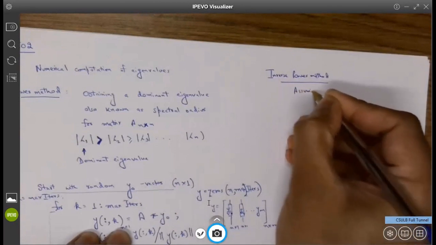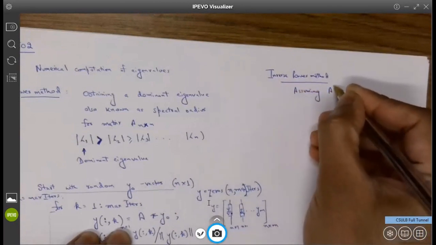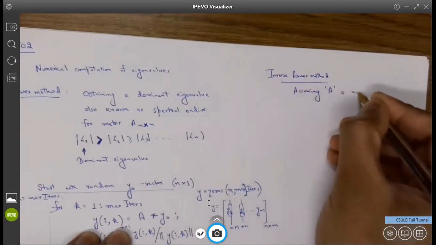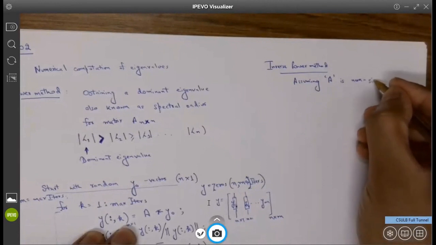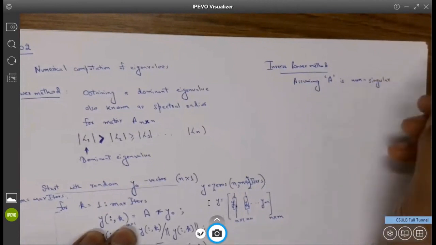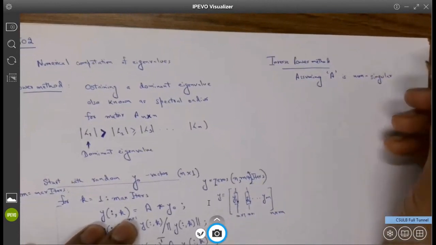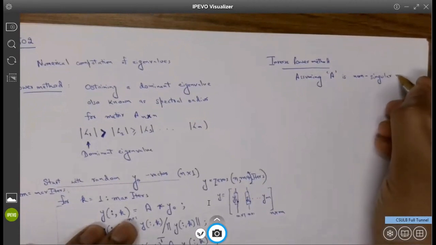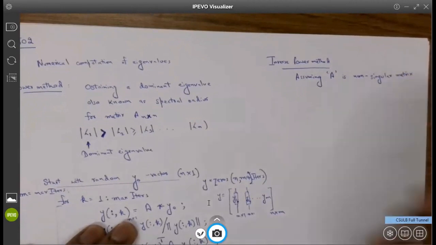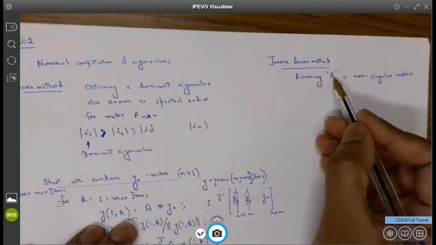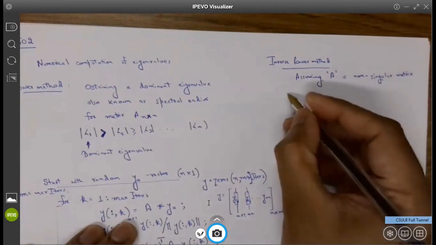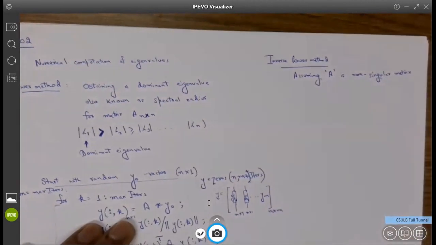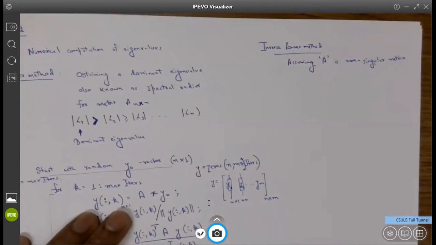Assuming that A is non-singular. Non-singular, basically, can anybody tell me what is a singular matrix? How can you quickly determine whether a matrix is singular or not singular? Any idea, guys? Anybody from the class can volunteer.